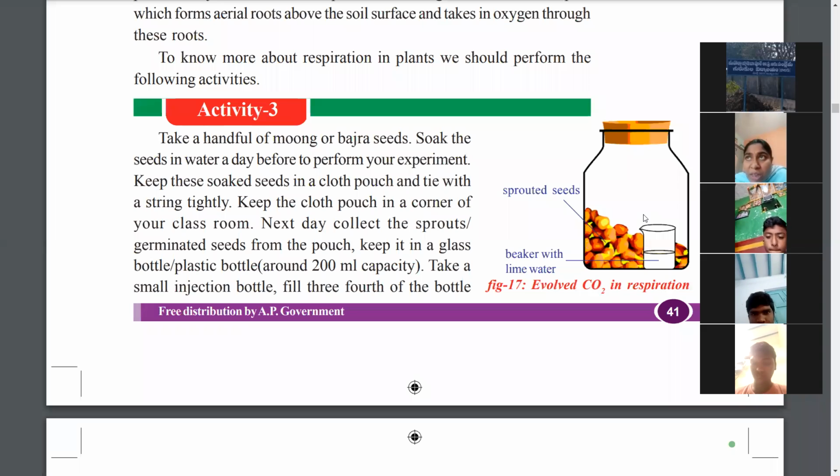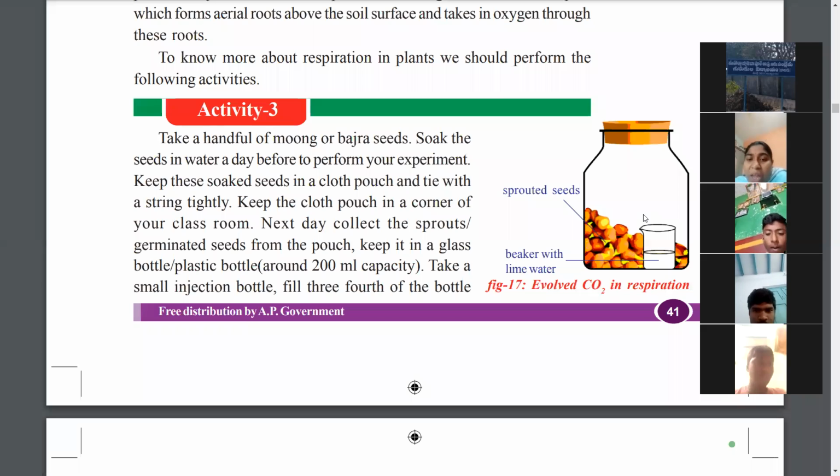After soaking the seeds in water, you had to pack them in a cloth pouch, and tie it tightly with a string. Then you had to leave it in a corner of your classroom or in your home. These soaked seeds start germinating. It requires at least 1 day for germination.